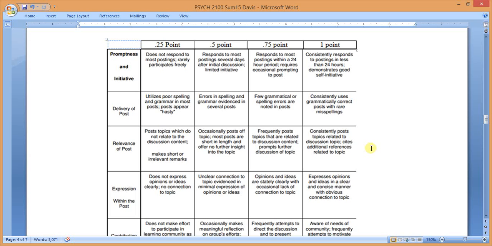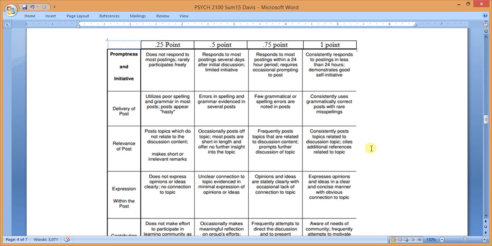So promptness, how early are you responding? Are all of your posts at 11:30 the night before the deadline? Or are you being active? Are you posting a couple times during the week as the conversation progresses? Delivery, right? Are you using proper English with proper sentences? Typing this like you would a professional email, as opposed to the way that you would type a text to your friend.